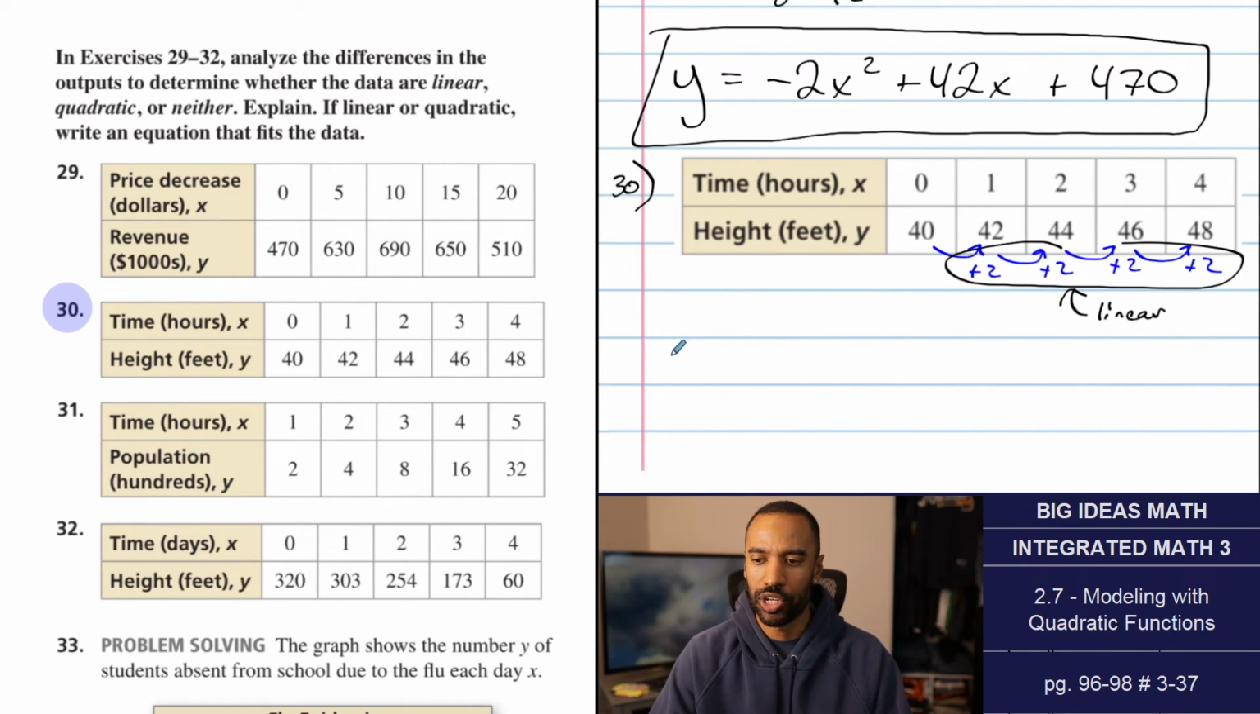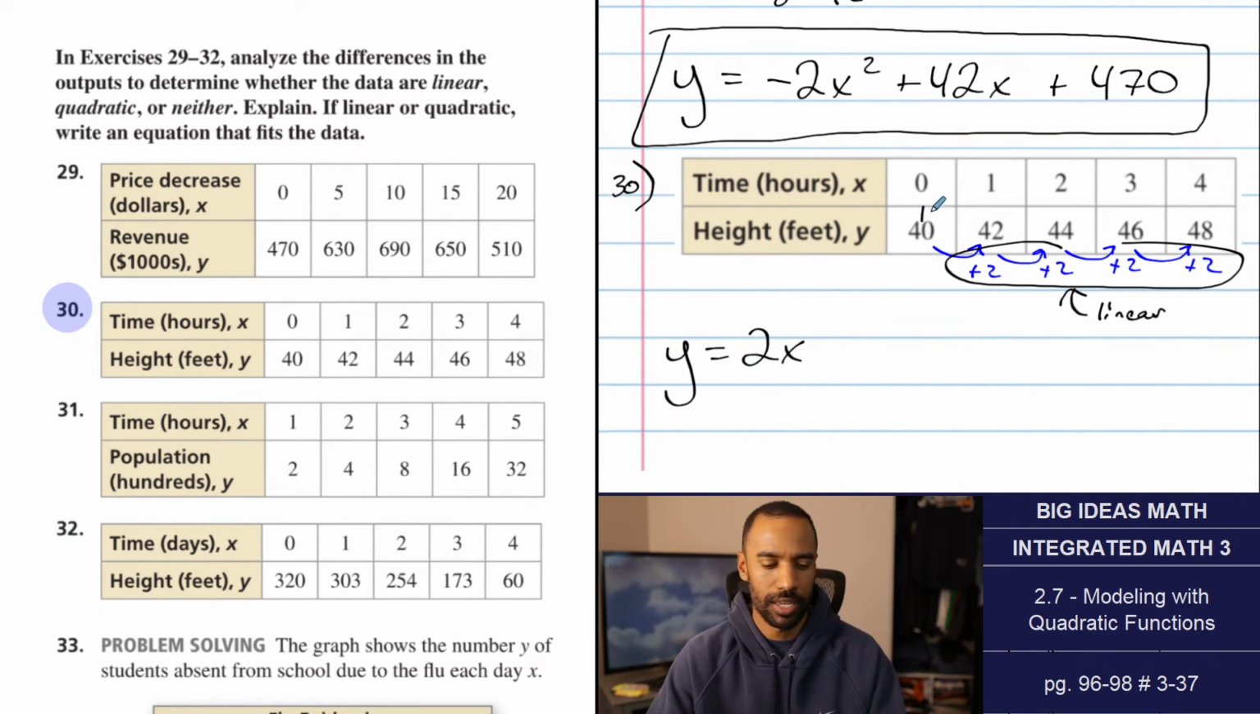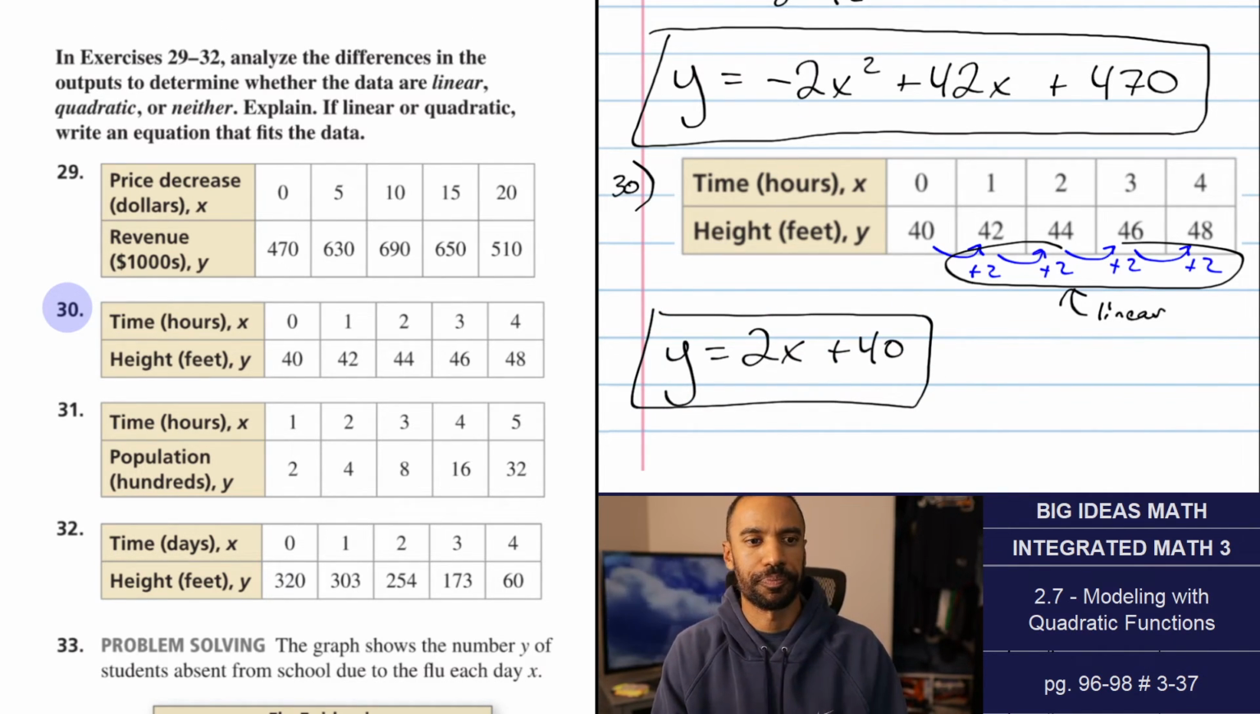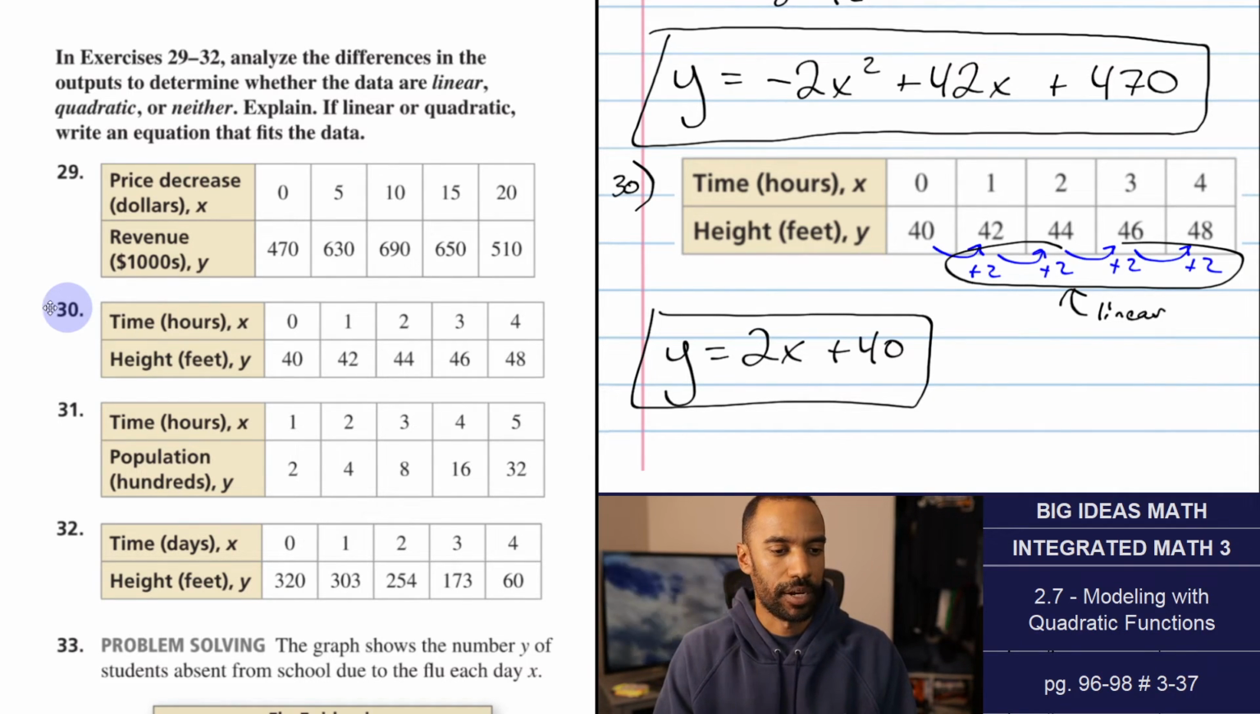Now we need to make an equation. The slope is 2. As x increases by 1, it's up 2 over 1. So y equals 2x. Y-intercept is 40. So y equals 2x plus 40. That's it, and that's all. Nothing else to do on that one. Number 31.